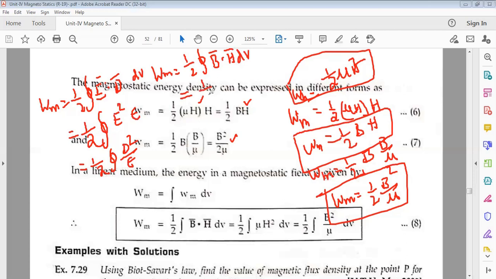So only in terms of magnetic field, integral, instead of epsilon we got the mu, and E is there in electrostatics, H is in magnetostatics. Magnetic field, mu H square into dV, and that is equal to 1 by 2 the integral, where D is the electric flux density and the magnetic flux density is B square by mu. So 1 by 2 the integral of B square by mu. So energy stored. Got it, my students?